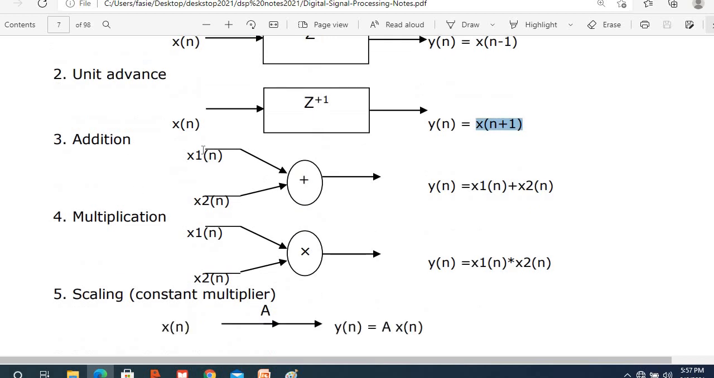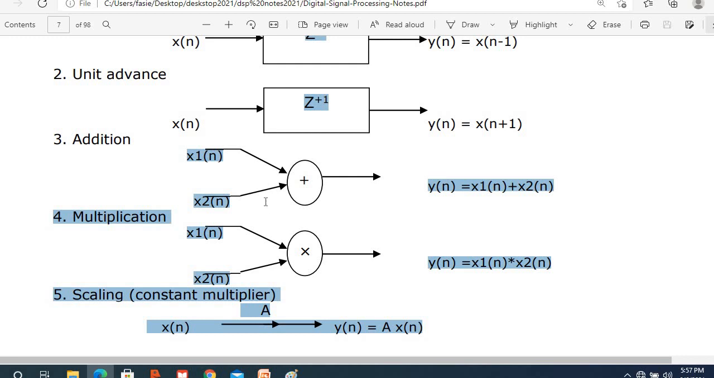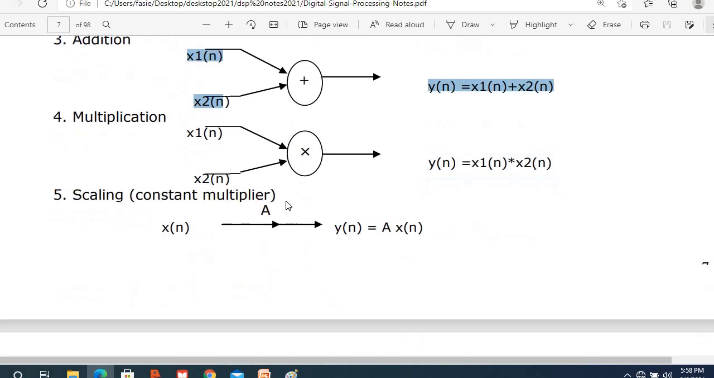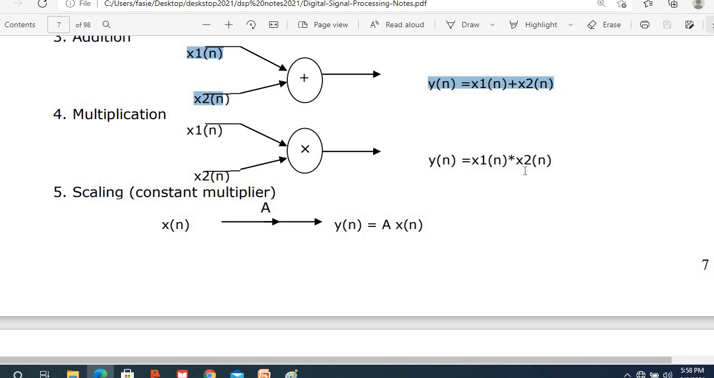Likewise, we do have an addition. As we have just said, we do have two signals when we are combining x1 of n and x2 of n. When we want to write the output for it, x1 of n and x2 of n, both we have added. This is the way we have to represent whenever we want to design the Z transform signals for digital signal processor. So for this, we can write y of n is equal to x1 of n plus x2 of n. Similarly, for multiplication, y of n is x1 of n into x2 of n.